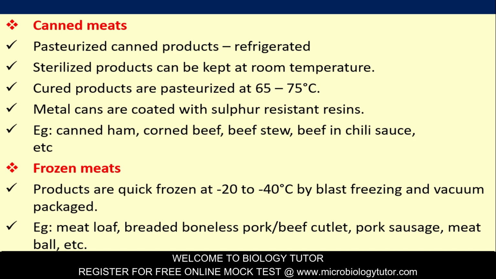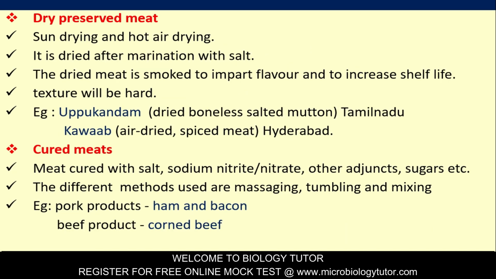Frozen meats. Products are quick frozen at minus 20 to minus 40 degrees Celsius by blast freezing and vacuum packaged. We had already discussed blast freezing and vacuum packaging in an earlier video. Example, meatloaf, breaded boneless pork, beef cutlet, pork sausage, meatball, etc. These are the examples of frozen meats.